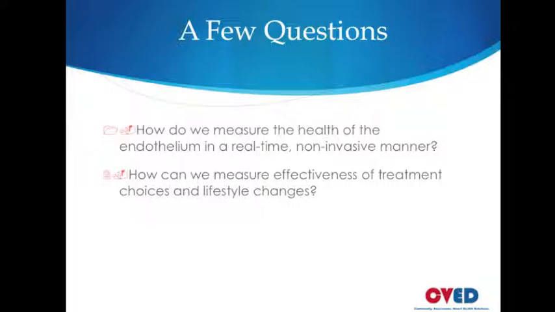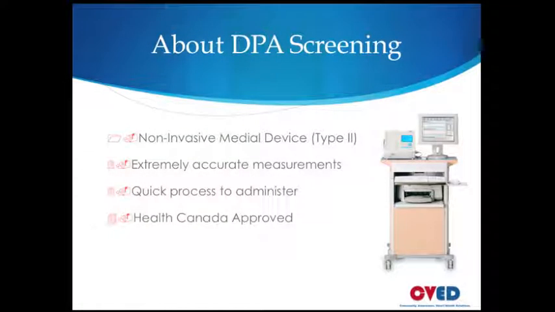So how do we measure the health of the endothelium in a real-time, non-invasive manner? And how can we measure effectiveness of treatment choices and lifestyle changes? A few questions that we need to consider as we move forward. Now, understanding what digital pulse wave analysis screening is. We're using a non-invasive medical device. It's a type 2, which simply means that it's non-invasive. It has extremely accurate measurements, to the tune of about 99.7% accuracy in what the machine is showing. It's a very quick process to administer. It takes about 1 to 2 minutes. It's Health Canada and FDA approved and certified to be used as medical equipment.